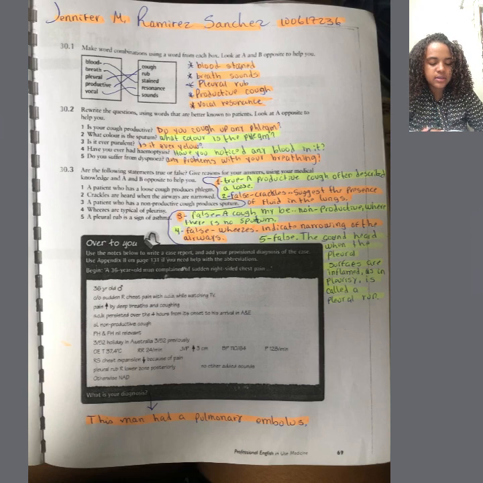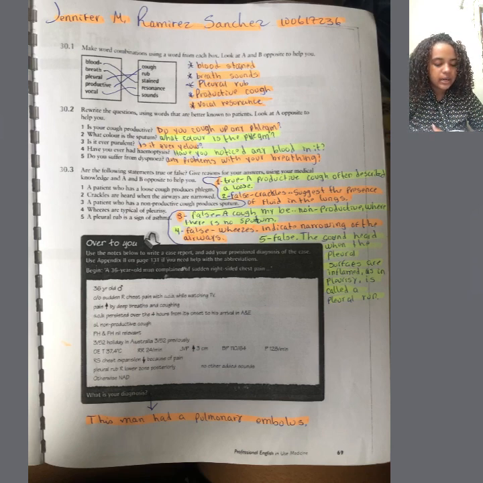Are the following statements true or false? Give a reason for your answer using your medical knowledge and A and C opposite to help you. Number 1, a patient has a productive cough, which produces phlegm. True. A productive cough often produces phlegm.